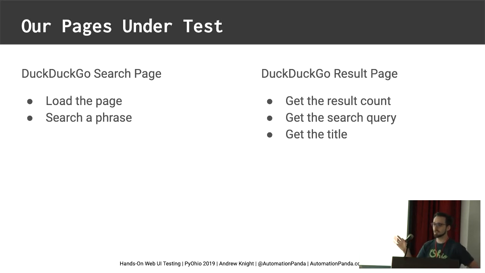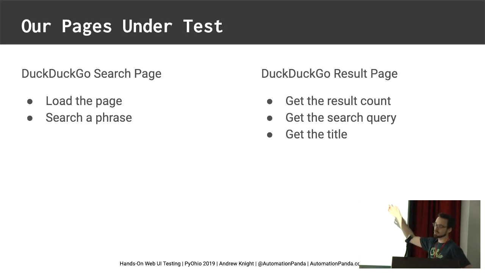For our basic test, how many pages do we have? Two. It's okay to shout out, we're among friends here. We have two pages, right? We have a search page and a results page. This is a pretty easy test, right? Sometimes tests may only have one page. Well, that's okay. So what do we do on the search page, right? Two main things. We have to load the page, and we have to perform a search.